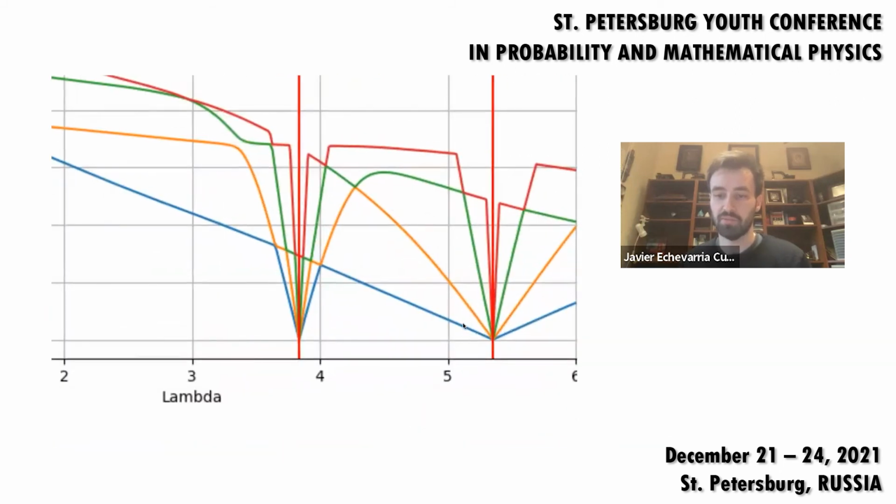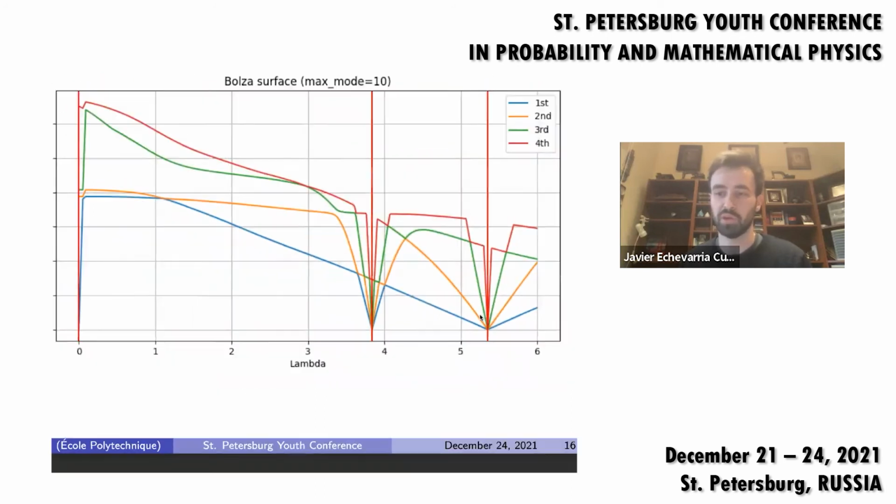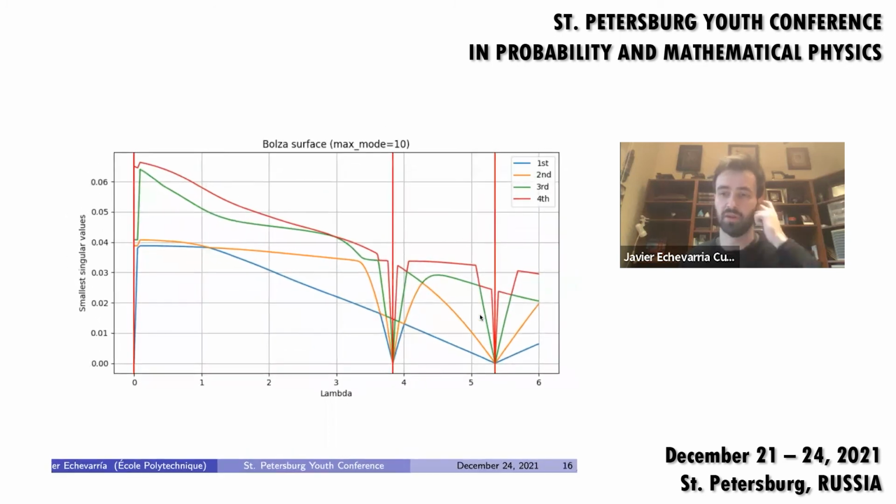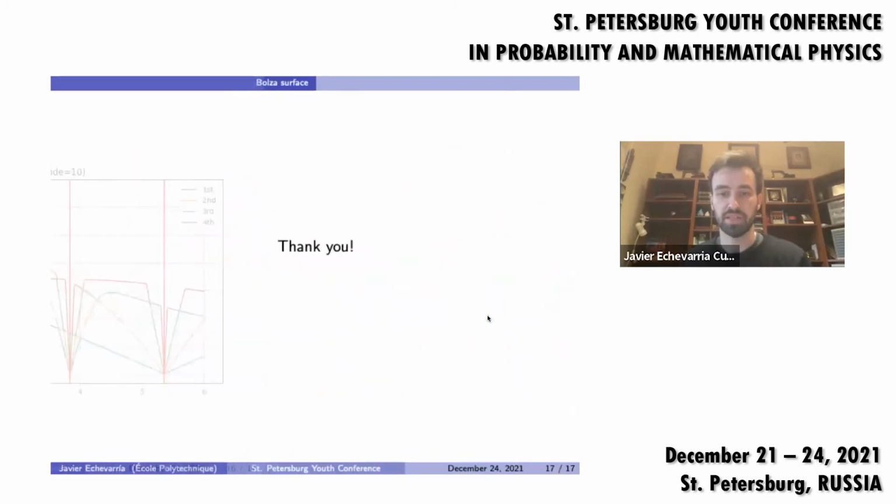And here you have 4 of them. You also have the red one coming to 0. So it's multiplicity 4. And so we did recover what we knew about these eigenvalues from a theoretical point of view. So that's it. Thank you very much.